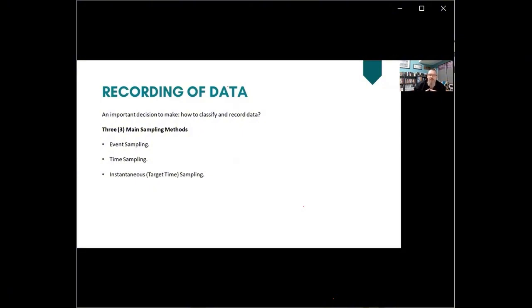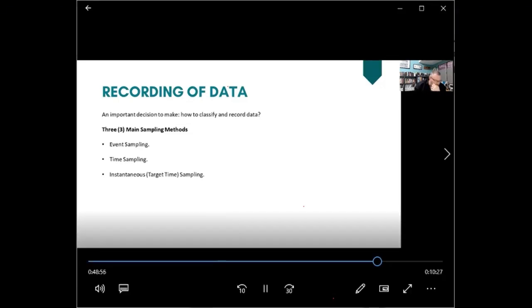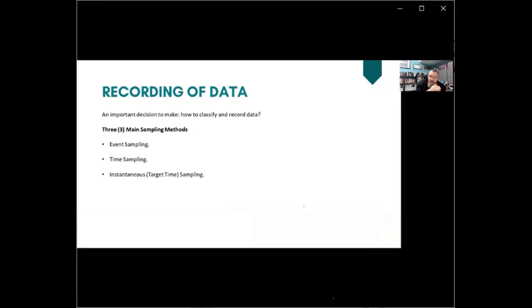The third one is instantaneous or target time sampling. As the researcher, you decide in advance the pre-selected moments, and then you record everything that is happening at that instant. Everything that happens before or after is ignored. You might not be getting, say, every day at 12 o'clock. You may be getting different pre-selected moments. Monday may be 12, Tuesday may be 3, Thursday may be 10:30 in the morning, but you're looking at what's happening. You're not looking at what's going on beforehand. That works for that as well.